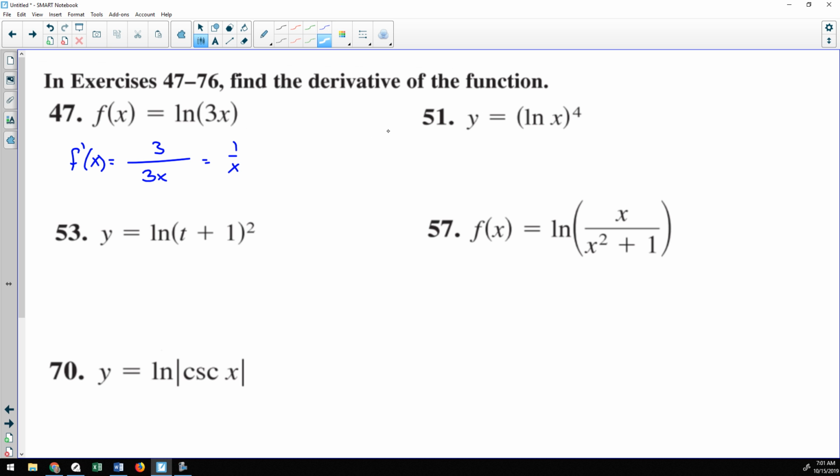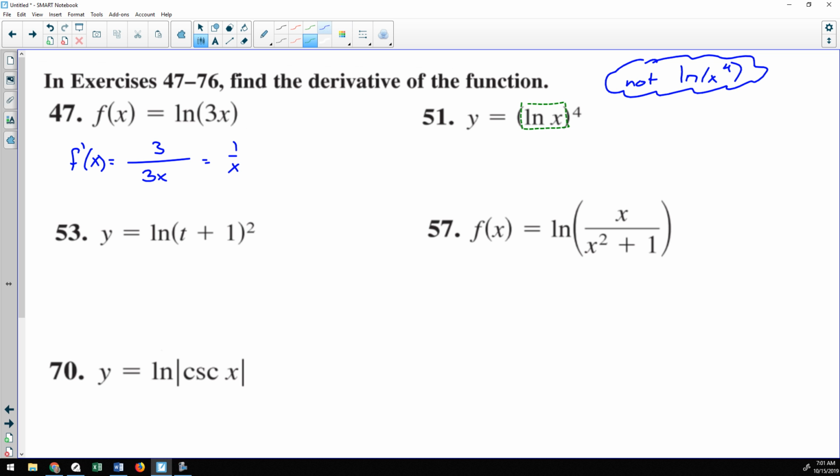Number 51 starts the more difficult ones, because now I have something else going on, and this one is the entire logarithm to the 4th power. This is not the same as the natural log of x to the 4th. So I cannot pull that 4 down as a property of logs, but what I do have here is a chain rule where I have stuff being raised to the 4th power.